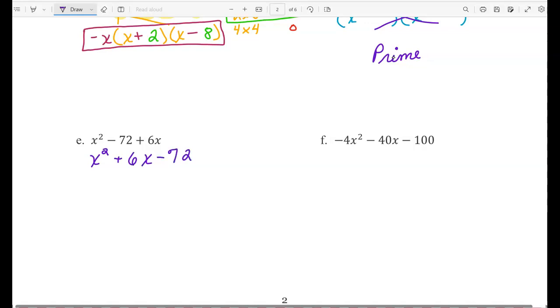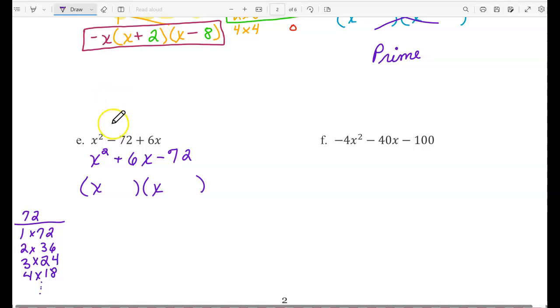Okay, so now I'm in a position to be able to set up for the two binomials. I'm going to have an x and an x, and I'm working through all the factors of 72. There's a lot of them. Okay, and you could write them all out. 1 and 72, 2 and 36, 3 and 24, 4 and 18, and you can keep on listing these. You don't have to write them out every single time.